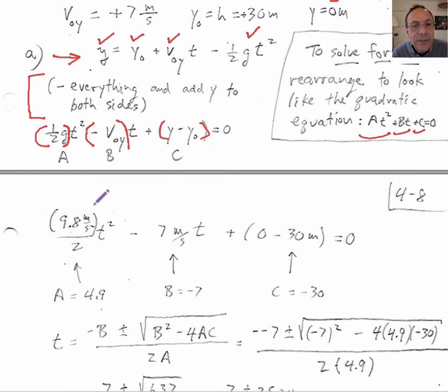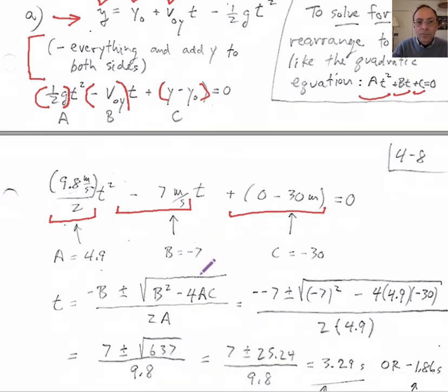Here, you see, this is the A part right here. g is 9.8, so A is half of that. Here is the B part, minus 7. And y is 0, and y0 is 30, so here is the C part. So it works out that A is 4.9, B is negative 7, and C is negative 30.